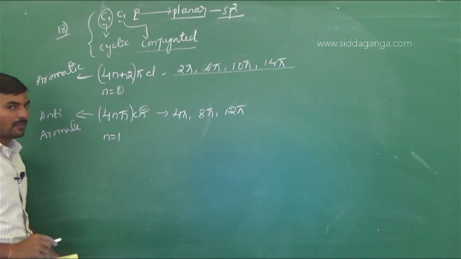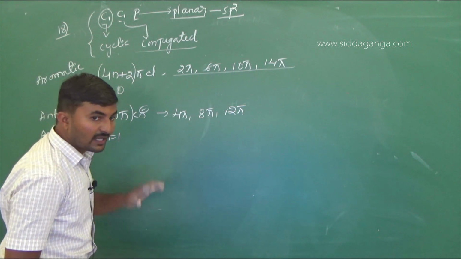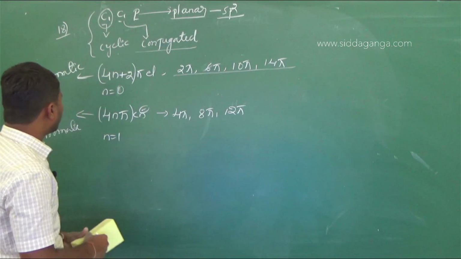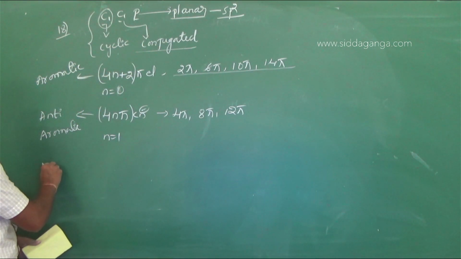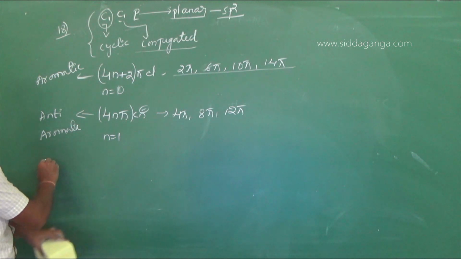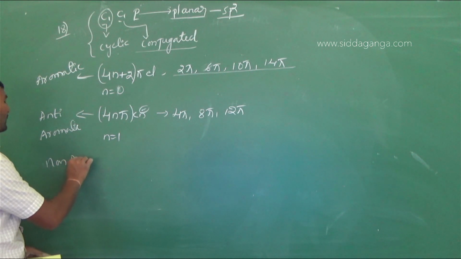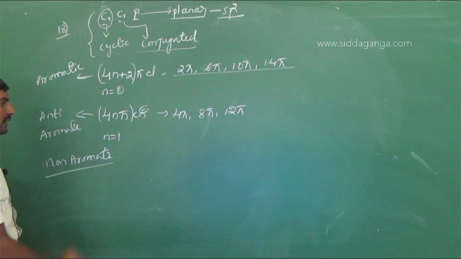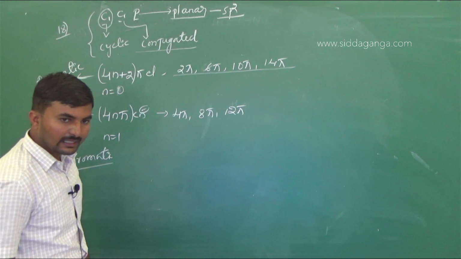Anti-aromatic. But if the molecule fails to satisfy any one of these conditions, the CCP condition, then that molecule is a non-aromatic molecule. Non-aromatic. This is useful information. You must remember this. So this is non-aromatic. So let us enter into the examples.